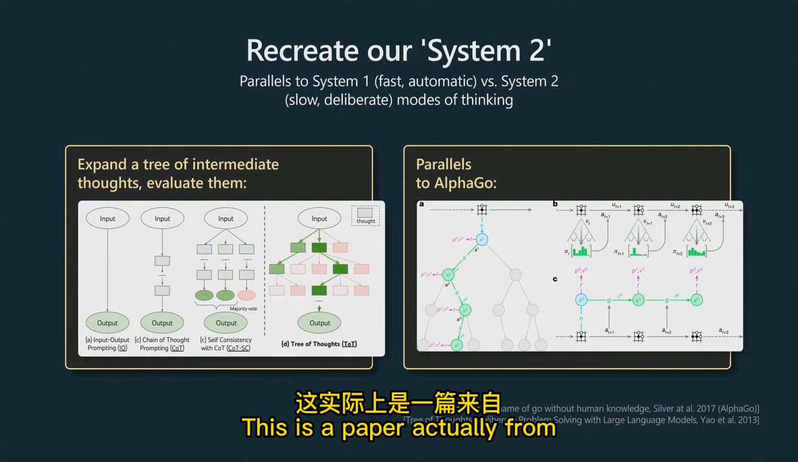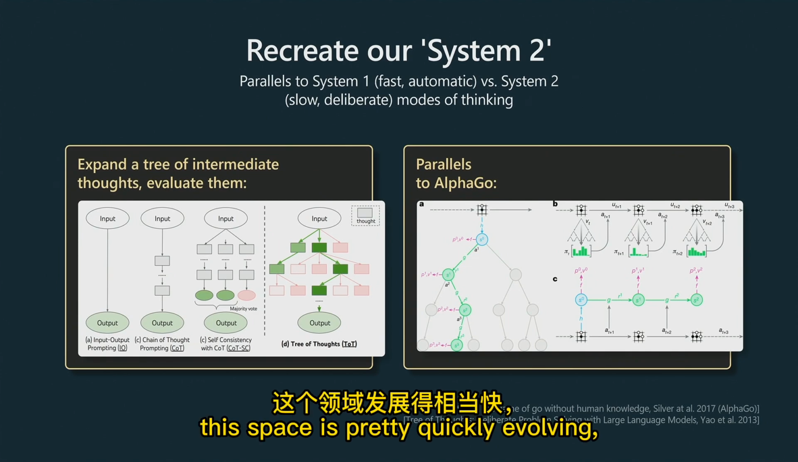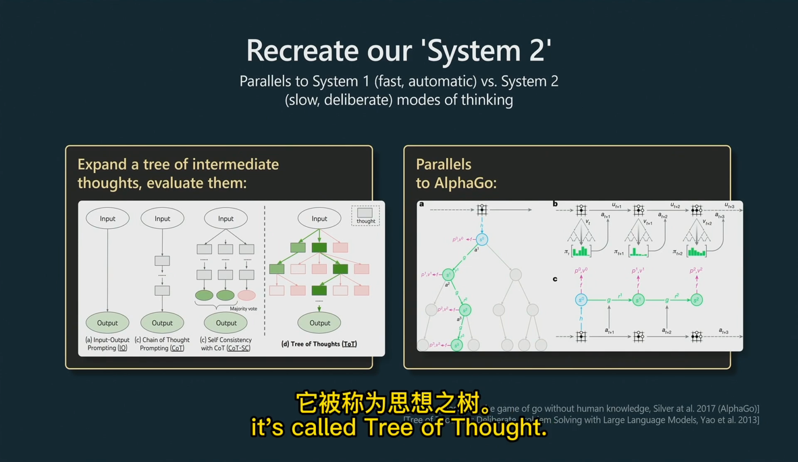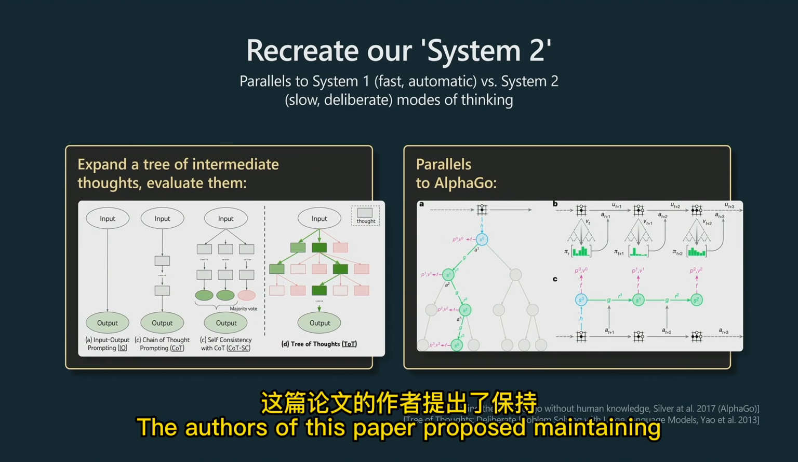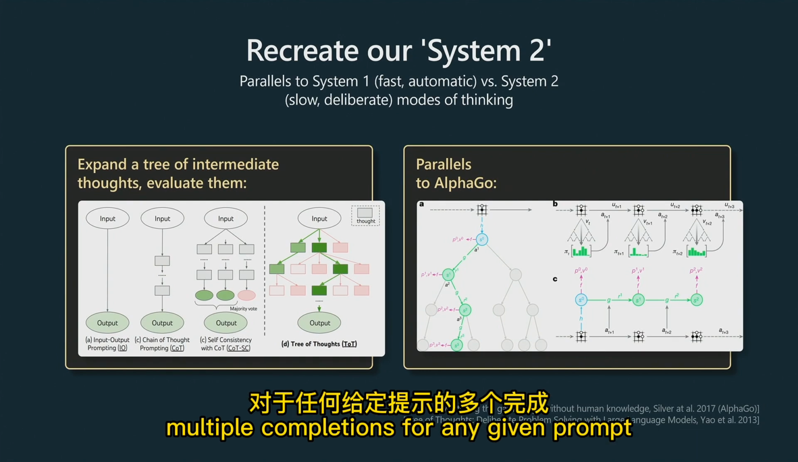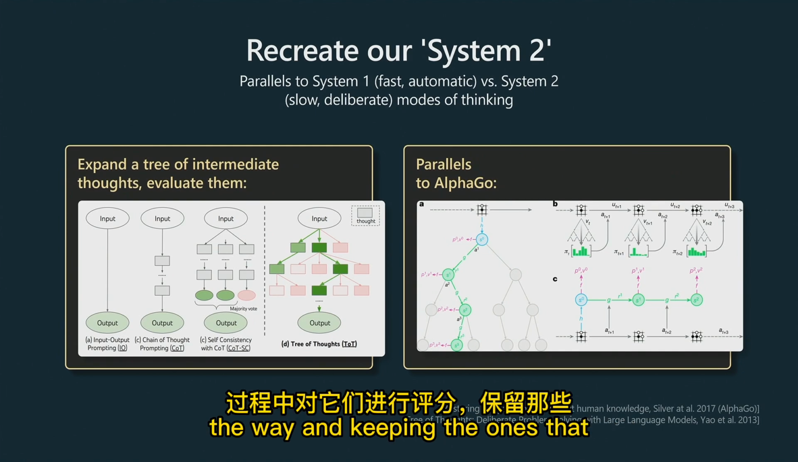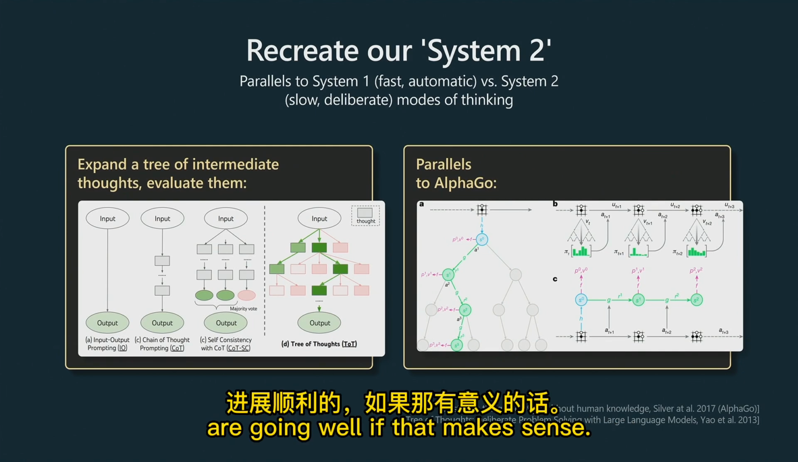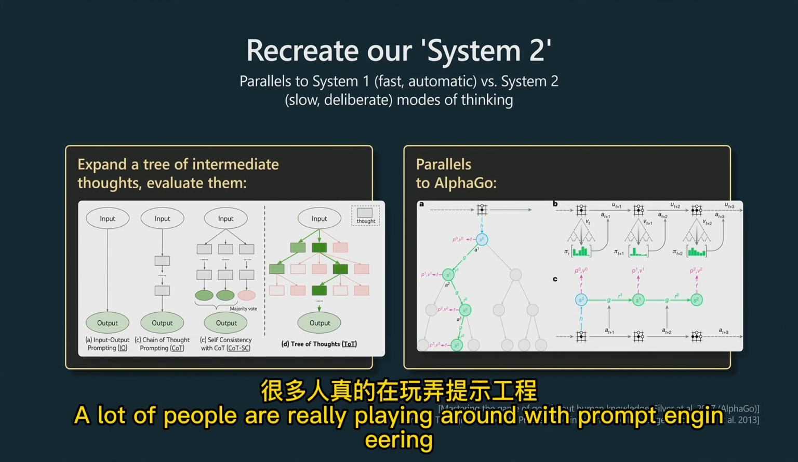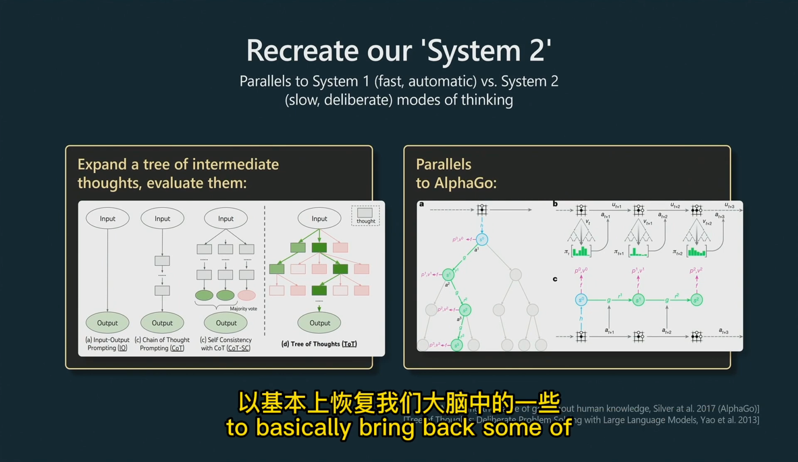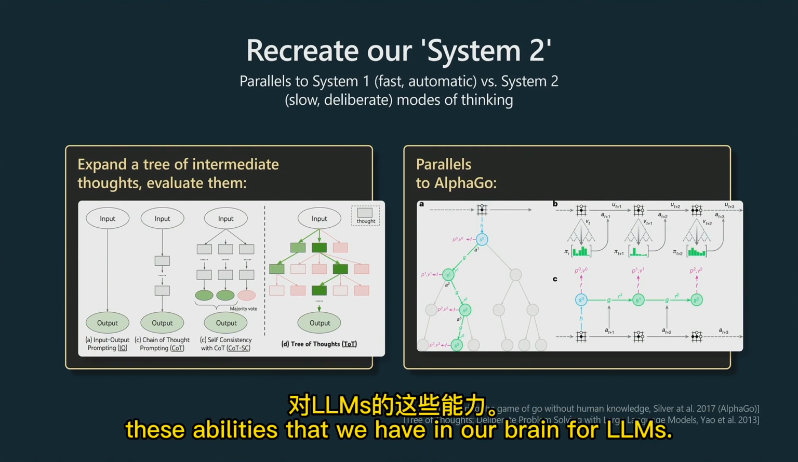And so this is a paper actually from just last week, because this space is pretty quickly evolving. It's called Tree of Thought. And in Tree of Thought, the authors of this paper propose maintaining multiple completions for any given prompt. And then they are also scoring them along the way and keeping the ones that are going well, if that makes sense. And so a lot of people are really playing around with kind of prompt engineering to basically bring back some of these abilities that we sort of have in our brain for LLMs.